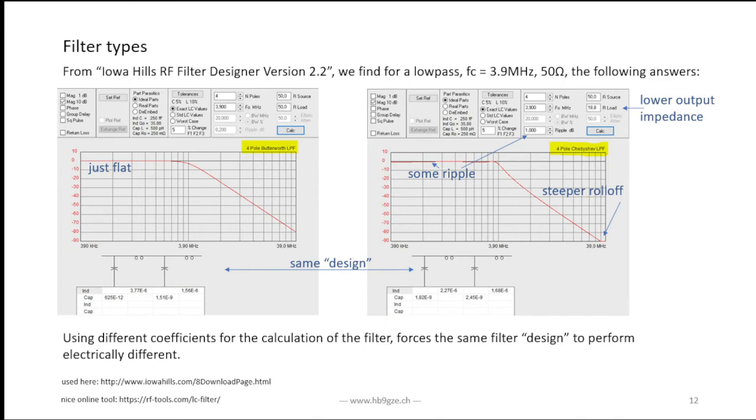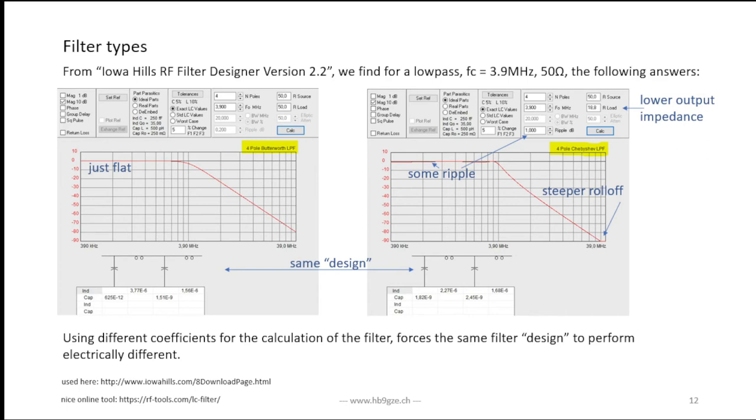For instance, here on the left side you have a filter, and on the right side, with 3.9 megahertz roll-off and 50 ohm input and output impedance. Basically it's the same design. You have a C and an L and a C and an L. Four poles. But on the left side you have a Butterworth filter characteristic, and on the right side you have a Chebyshev filter characteristic. You see the Chebyshev has some ripple in the passband, but it has a steeper roll-off. And the Butterworth has a perfectly flat response in the passband and not such a steep roll-off in the stopband.